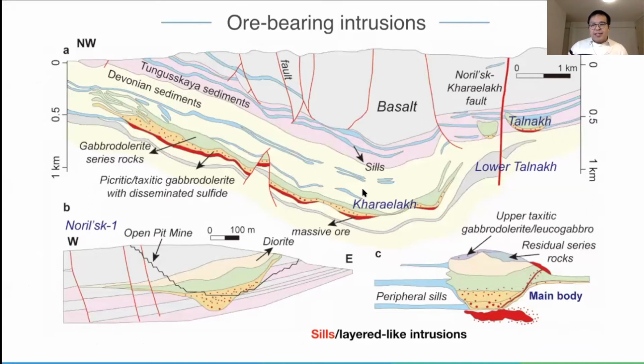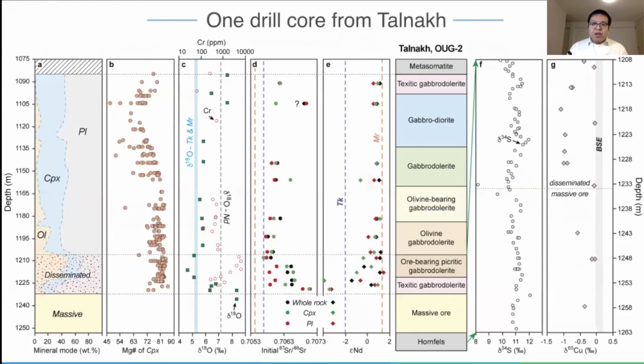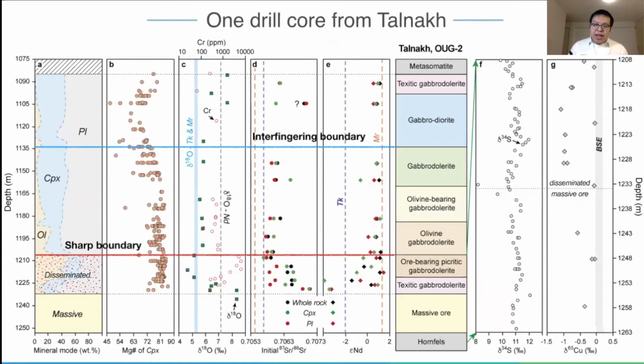The most interesting thing about these intrusions is that they look like cells or layered intrusions. Here I take one drill core from the Talnakh intrusion. And there are 2 boundaries. One is the upper boundary and one is the sub-boundary. And below this sub-boundary, we can see the disseminated sulfide and the massive sulfide.